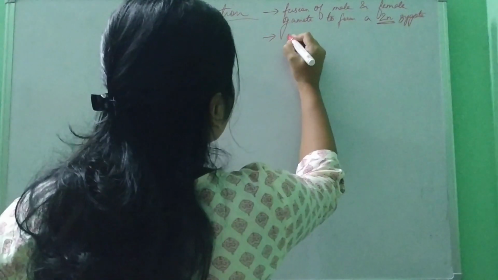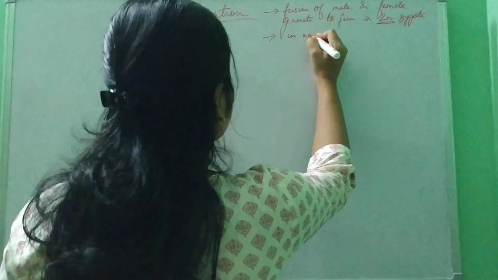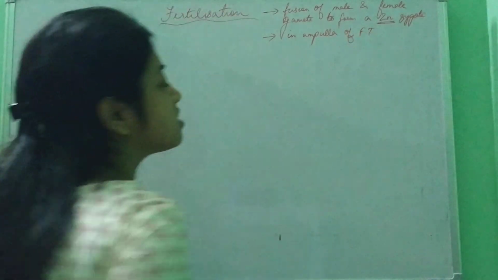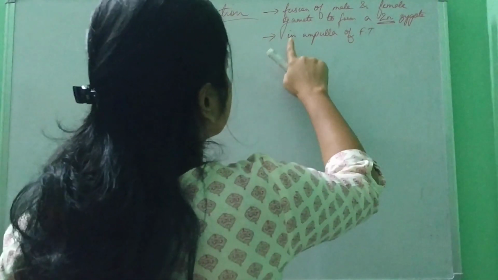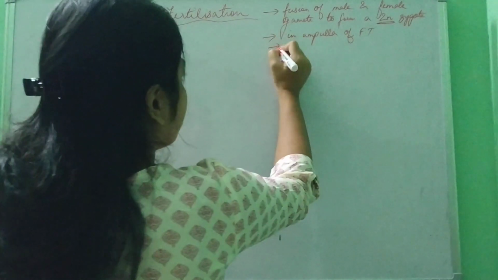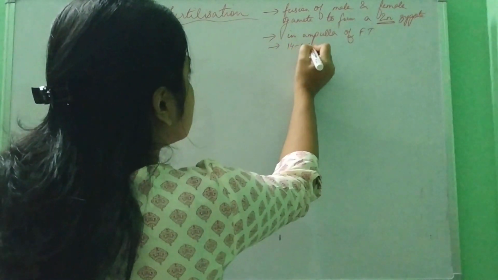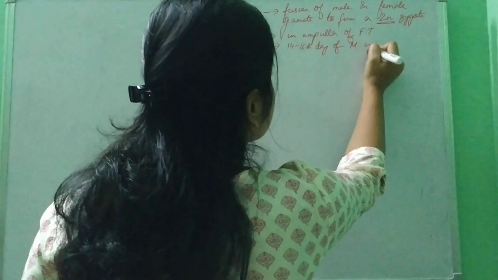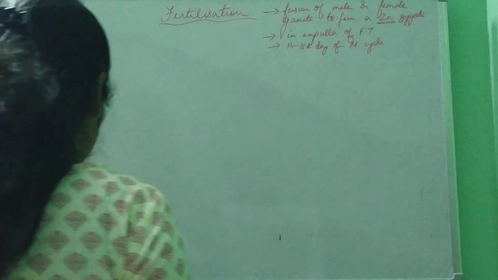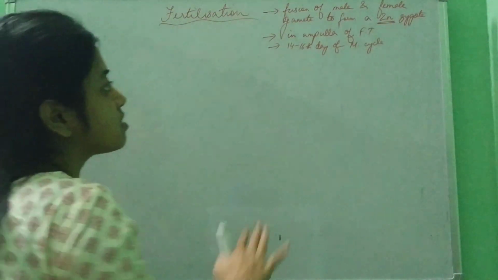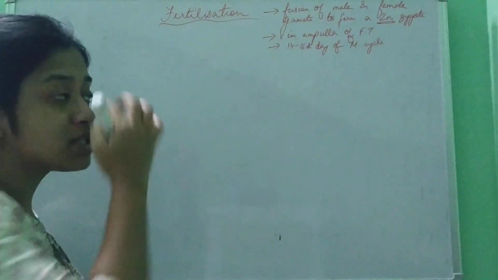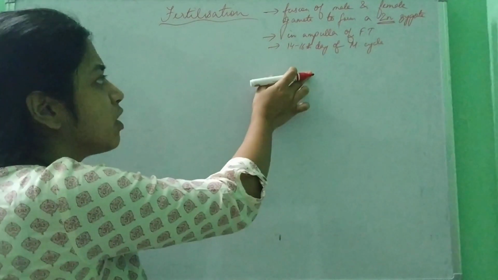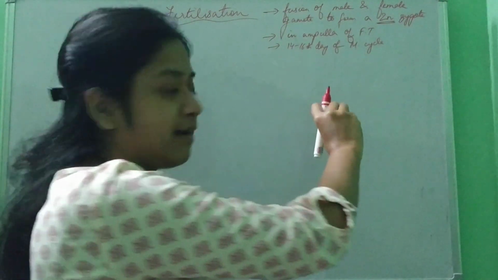Very important. It occurs in the ampulla region of the fallopian tube. The fallopian tube is present in the female reproductive system. It occurs in the ampulla of the fallopian tube between the 14th to 16th day of the menstrual cycle. Okay, this is when fertilization will occur. On the 14th day the egg is formed and ovulation occurs. So between the 14th and 16th day fertilization will occur, when the sperm meets the egg.